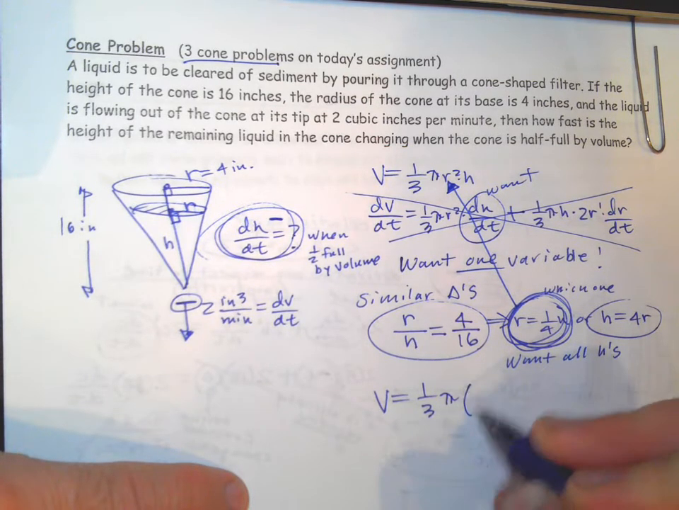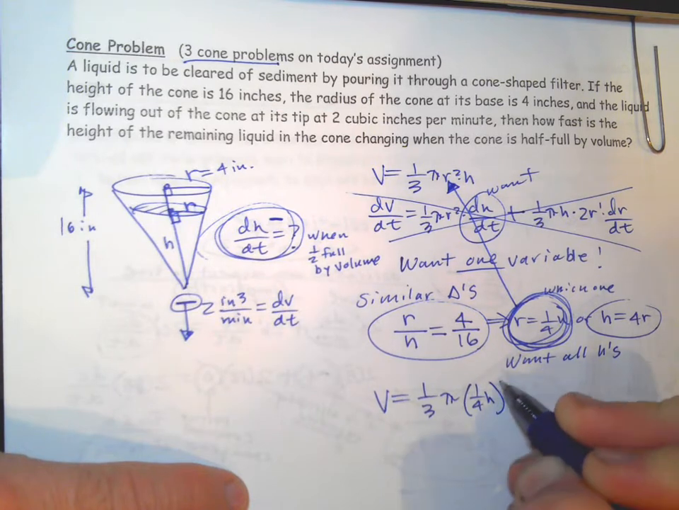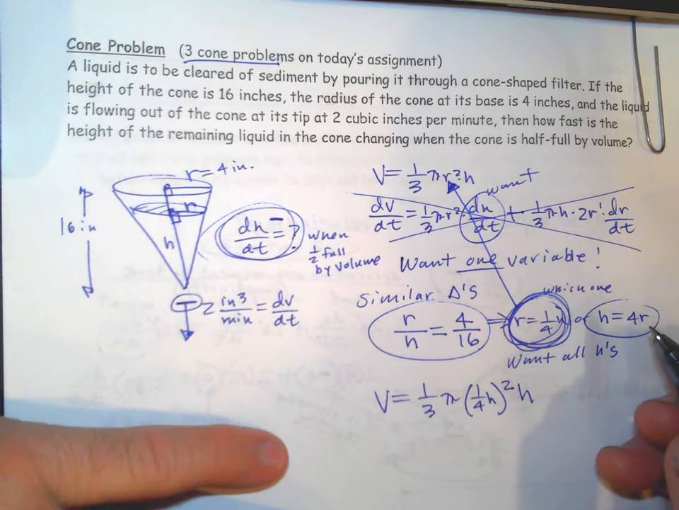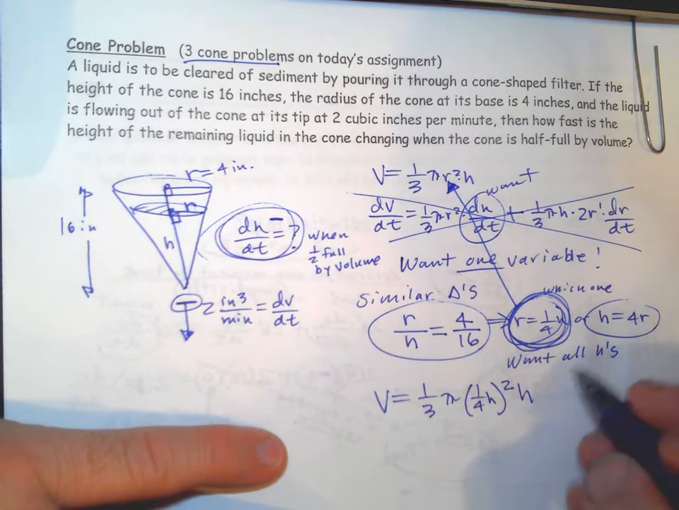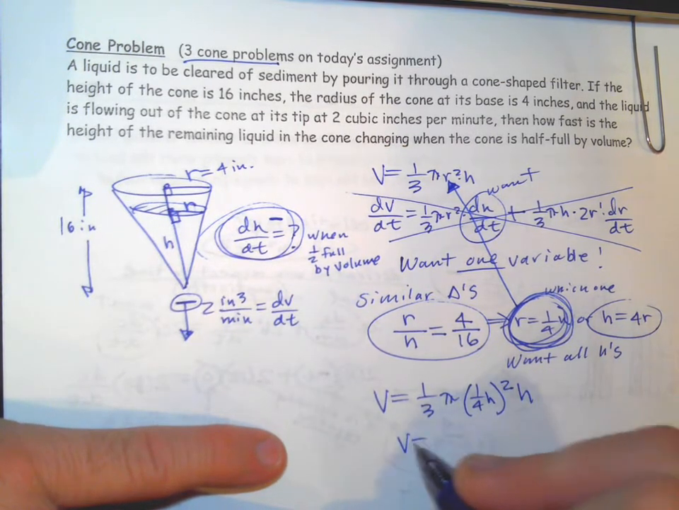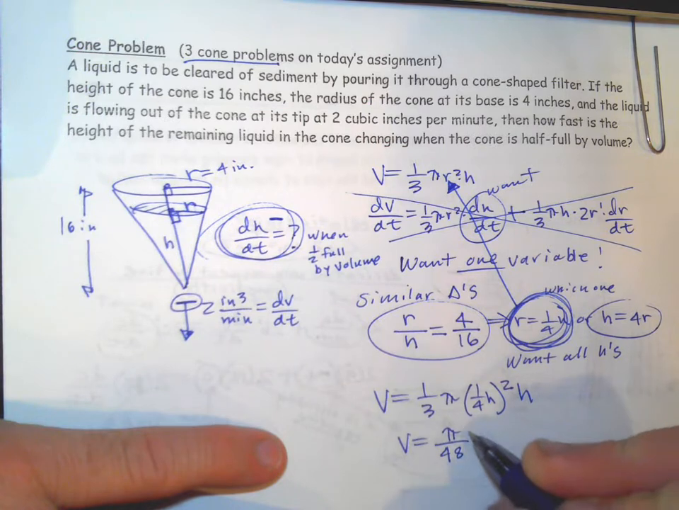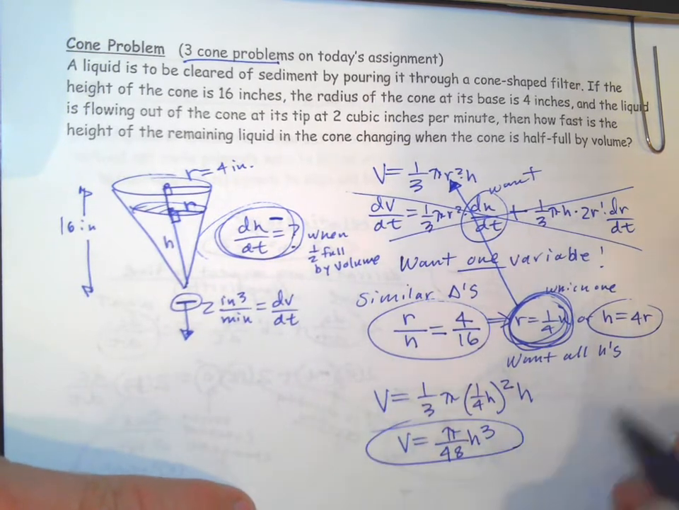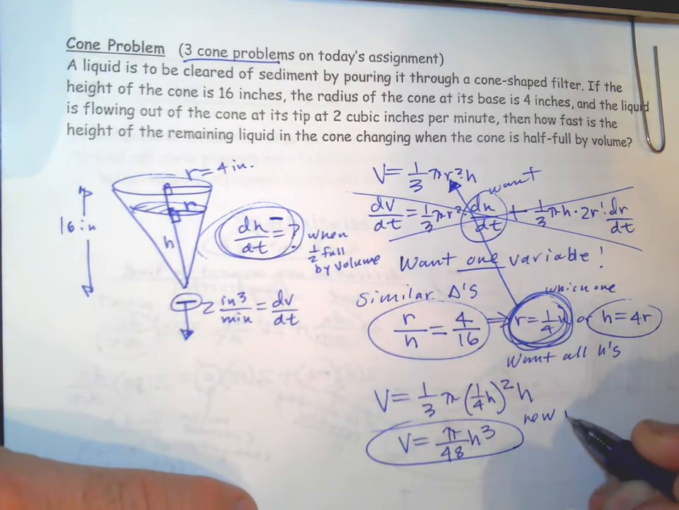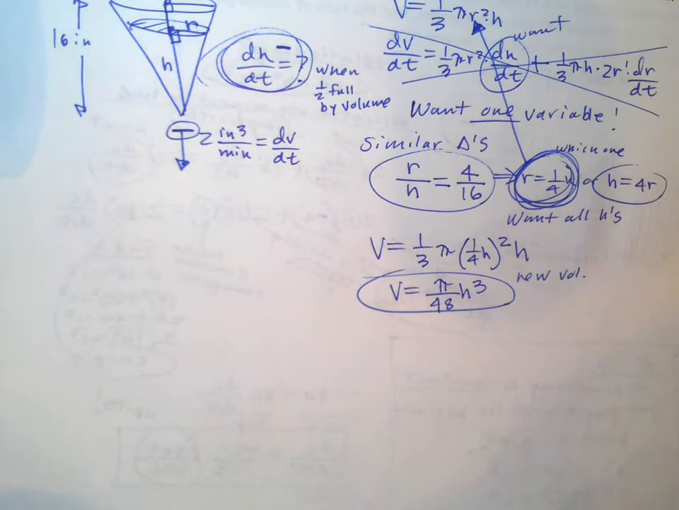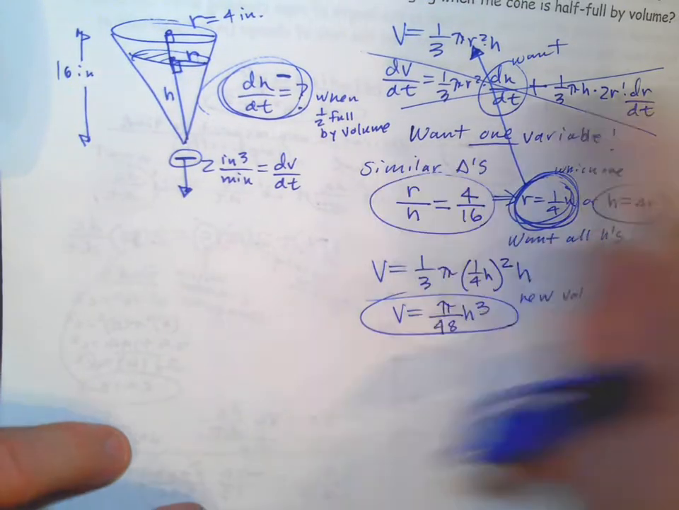So r equals 1/4 h. Make sure you put it in parentheses because you got to square the whole thing. So h squared. And then let's simplify it. So volume equals 1 over, that's 16 times 3, so 48 pi h cubed. This is our new volume formula that we want to use for this problem. It's going to make the work super easier. It's going to make life way better. So you want to do that first thing before you do any calculus.